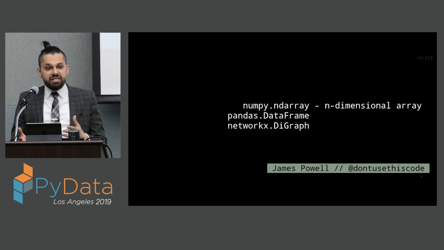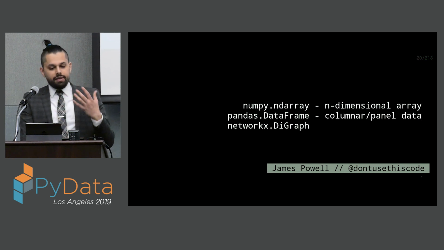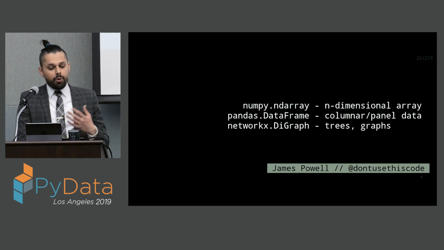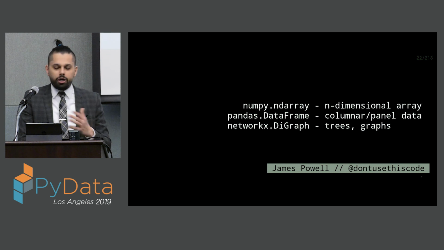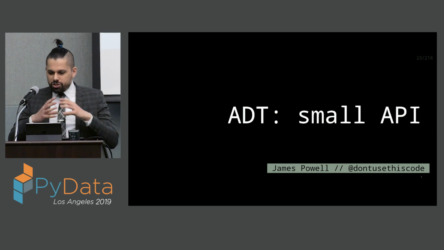And when we look at the NumPy ND array, the data frame, and the digraph, we might say, oh, the ND array is an n-dimensional array, so it's kind of a vector or a tensor or a matrix. The Pandas data frame is a columnar or panel data type. The NetworkX digraph is something that looks like a tree or a graph. But when we think about ADTs, we're often thinking about these as having very small APIs.